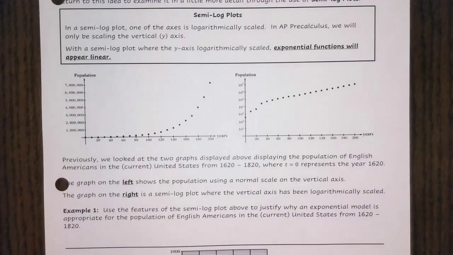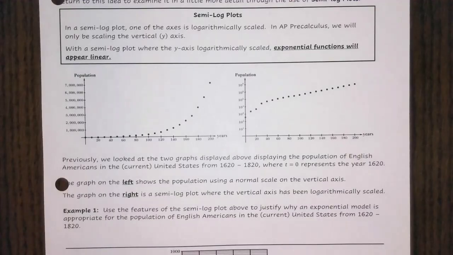And so this is one that we saw earlier. It says previously we looked at the two graphs displayed above, displaying the population of English Americans in the current United States from 1620 to 1820. The graph on the left shows the population using a normal scale on the vertical axis, and the graph on the right is a semi-log plot where the vertical axis has been logarithmically scaled with a base of 10. We've done that one.